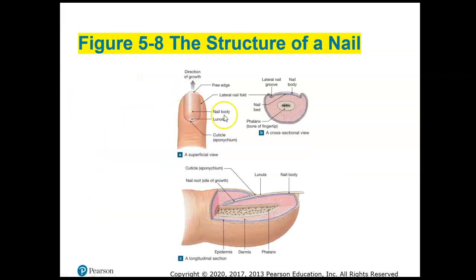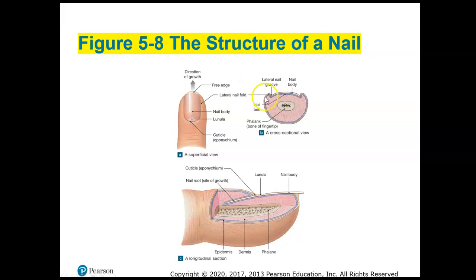So looking at a picture is a lot easier. Here's your lunula, here's your nail body, here's the cuticle or eponychium. And then we have the lateral folds on each side. If you ever go get your nails done, or if you get a manicure, pedicure, they often will clip the excess skin in the lateral nail folds.